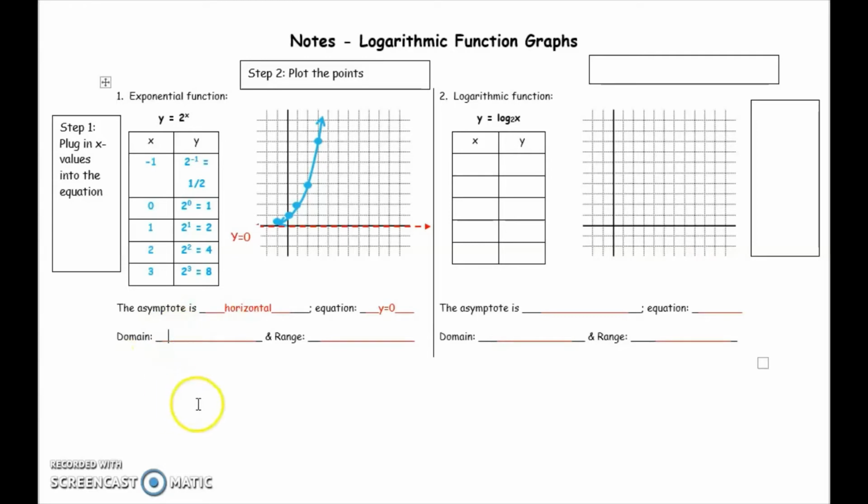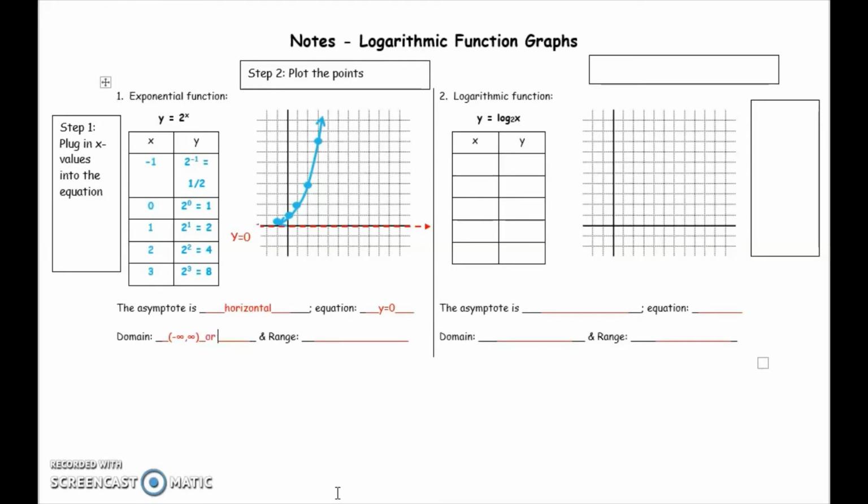Our domain and range. So domain is our x's, so that's left to right. It goes forever and ever this way to negative infinity, and forever and ever this way to positive infinity. So you can put negative infinity to positive infinity. And it never reaches them, so we use parentheses, not brackets.